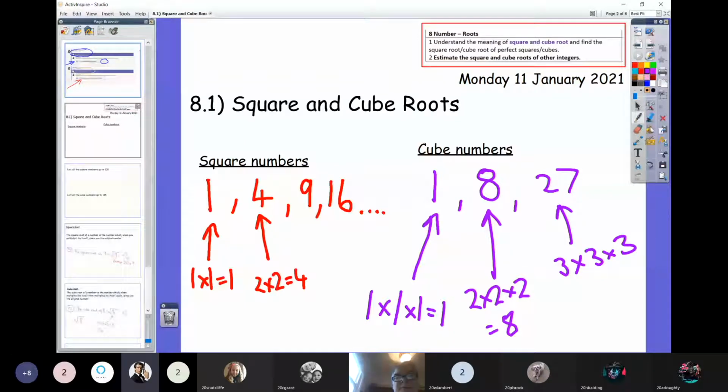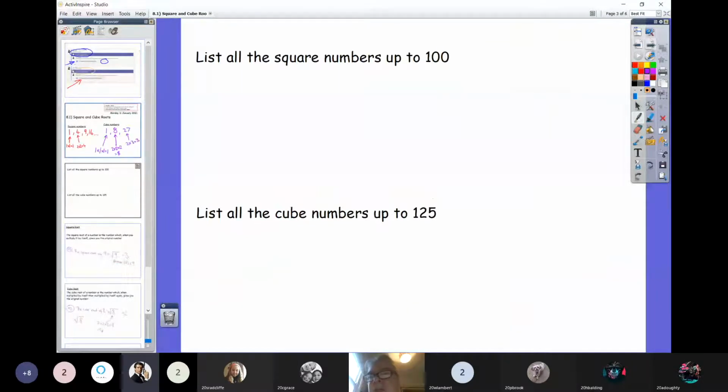So that is what we did in the past. I think I'm going to leave that for now, but I was suggesting that you could practice listing all the square numbers up to 100 and all the cube numbers up to 125. But I think we've done all that before, so I'm going to give that one a bit of a skip.